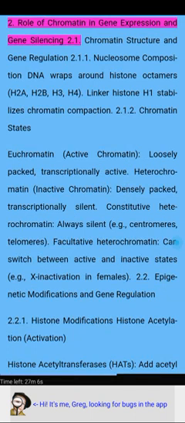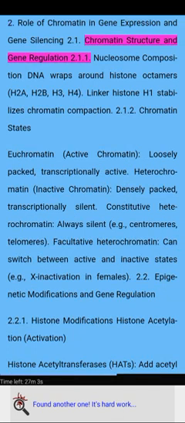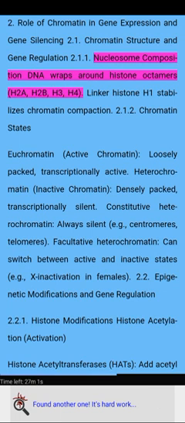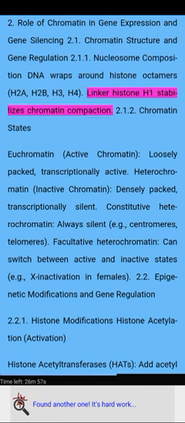2. Role of chromatin in gene expression and gene silencing. 2.1. Chromatin structure and gene regulation. 2.1.1. Nucleosome composition. DNA wraps around histone octamers: H2A, H2B, H3, H4. Linker histone H1 stabilizes chromatin compaction.